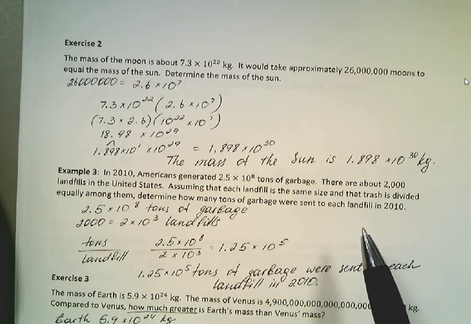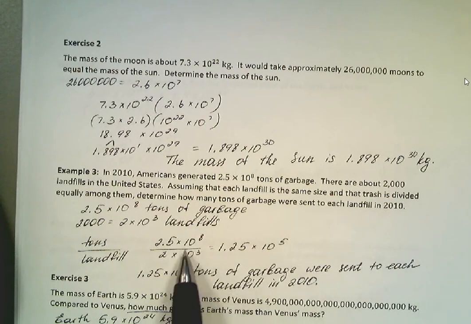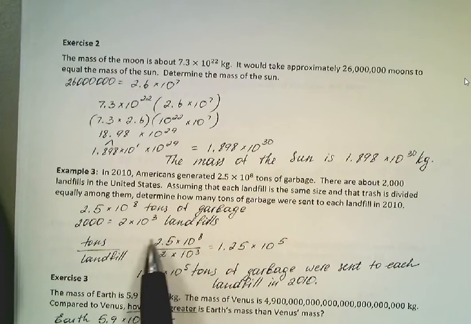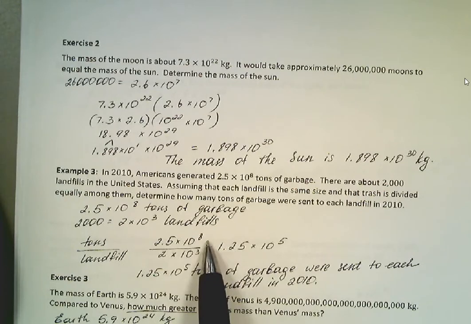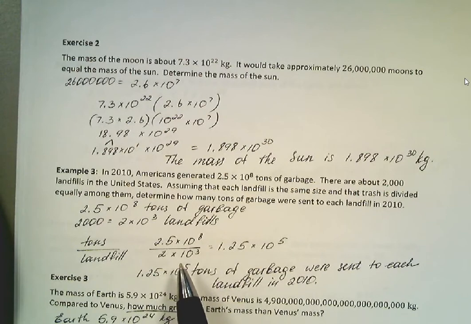So since we want to find out how much garbage per landfill, we are dividing the amount of garbage by the amount of landfills. Again, we are dividing 2.5 by 2 is 1.25, and we are subtracting powers of 10 according to the quotient rule of exponents. So we get 1.25 times 10 to the 5th tons of garbage were sent to each landfill in 2010. Think about how much garbage we make a year.